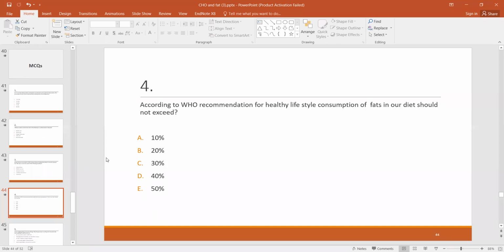According to WHO recommendation, for a healthy lifestyle, consumption of fats in our diet should not exceed 10%, 20%, 30%, 40%, or 50%. 30%. C is the right answer.